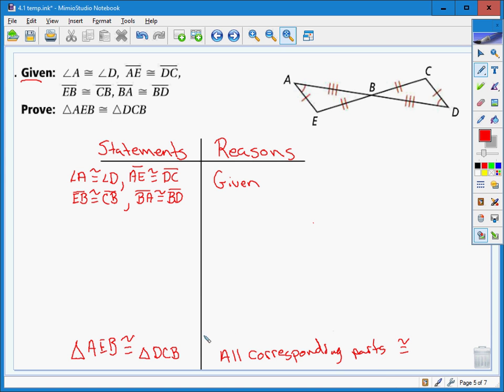Do I know that all the corresponding parts are congruent yet? No. In fact, what am I missing? I have 3 sets of sides, but I only have 1 set of angles. Look at the picture. Is there a pair of angles that you can state are congruent based on the information from the picture? Courtney.